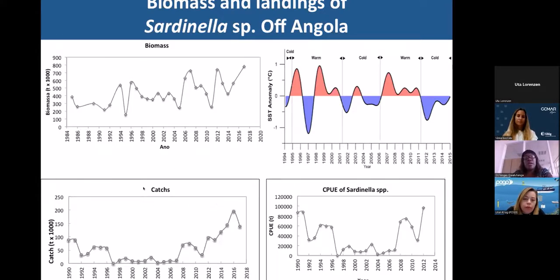In terms of catches, it can be seen that there are also high fluctuations in Sardinella catches. And here it's important to note that in Angola, those catch statistics are not separated. It's counted as one unit for both species. And we can also see that there's high fluctuation in catches. In terms of capture per unit effort, we can also see high fluctuation along the years. And most, as I said, most of those fluctuations, either in biomass catch or capture per unit effort, are related with some physical features of the Angolan coast.